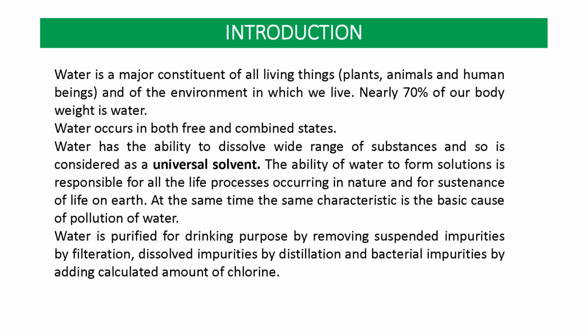So water has unique properties. Water must be purified for drinking purposes. We know the water we get is not good for drinking. So when we want to make water useful for drinking, we should remove the impurities. So water is purified by the methods of filtration, distillation, and bacterial impurities are removed by chlorine. So when we add chlorine to the water, water can be purified. So these are all the methods to purify the water.